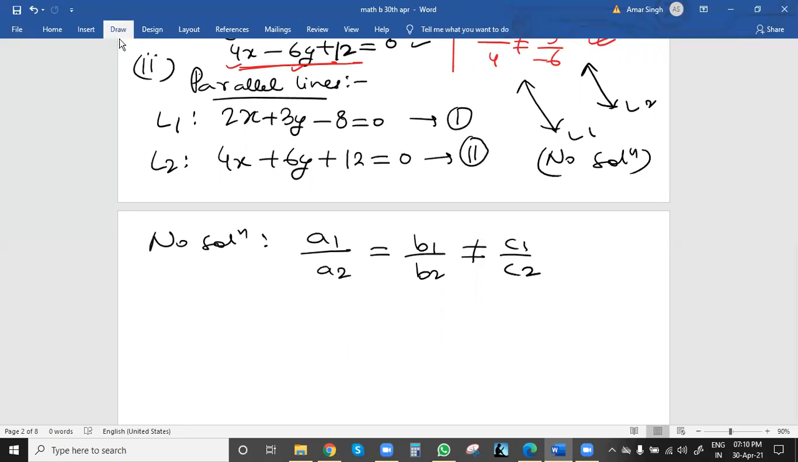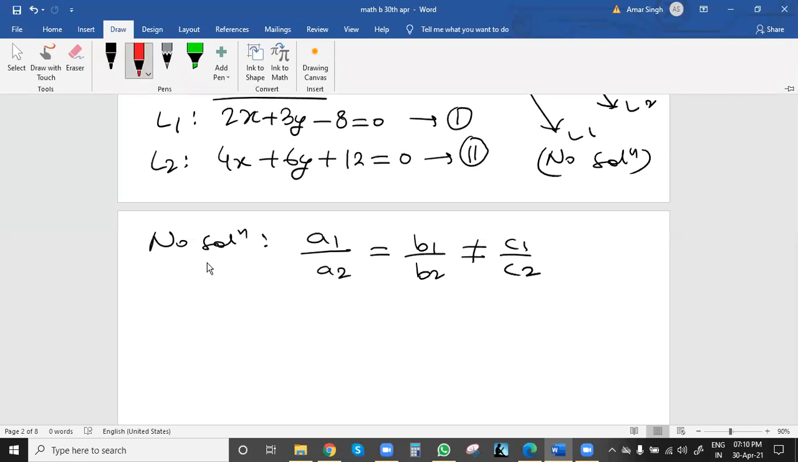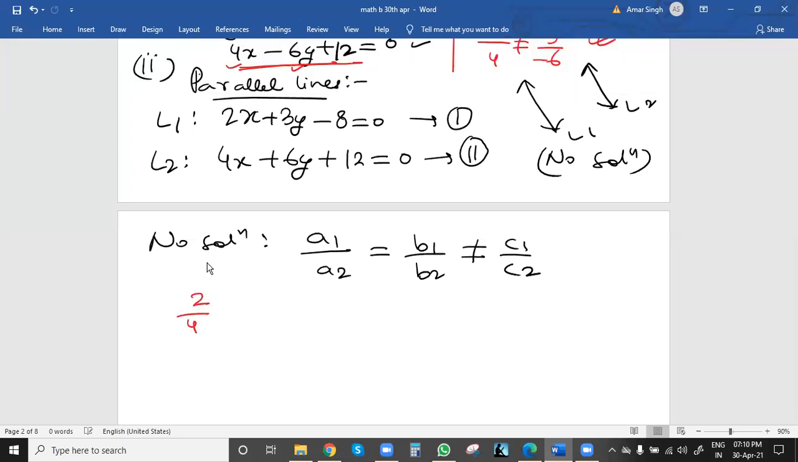If you want to check, A1 by A2 is 2 by 4, B1 by B2 is 3 by 6, and C1 by C2 is minus 8 by minus 12. So they are equal to 1 by 2, but not equal to minus 8 by 12, because minus 8 by 12 will be minus 3 by 4. So it is not equal to the previous two values. So we got L2, the second equation. This is the required answer, the second equation from where we get the second line L2.